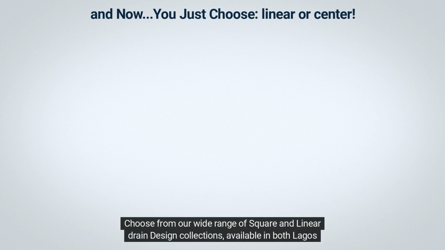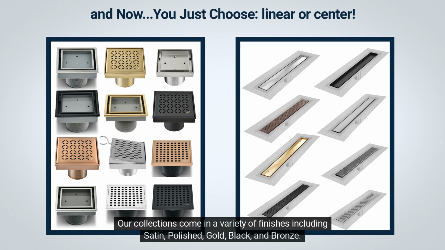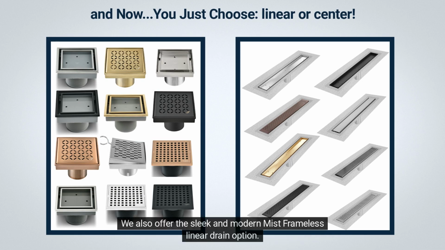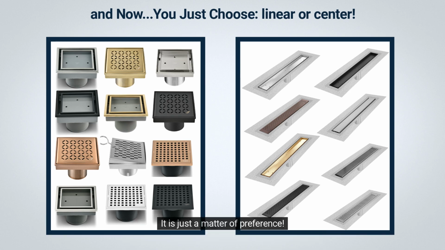Choose from our wide range of square and linear drain design collections available in both Lagos and Delmer series. Our collections come in a variety of finishes including satin, polished, gold, black and bronze. We also offer the sleek and modern Mist frameless linear drain option. Select your favorite, or the one that best matches the rest of your bathroom fixture finishes or your tile floor. It is just a matter of preference.